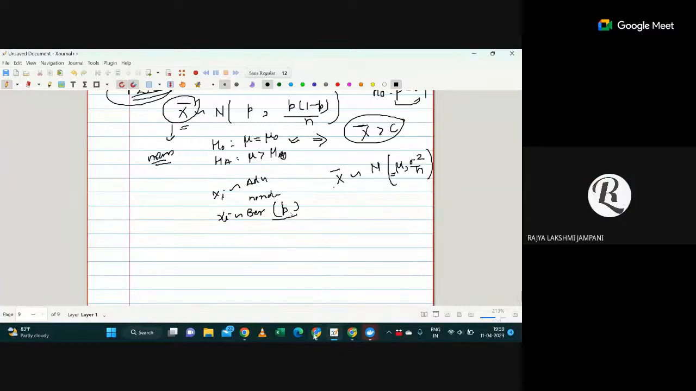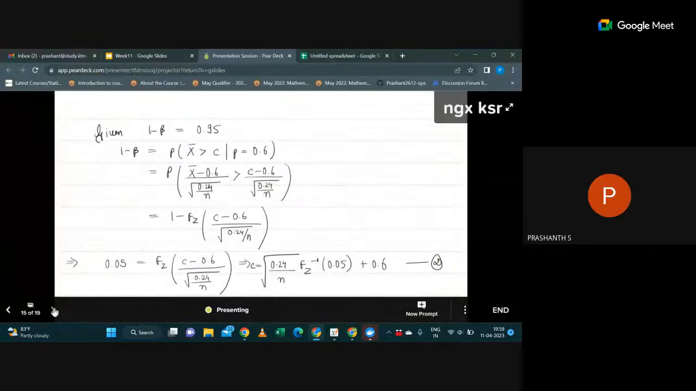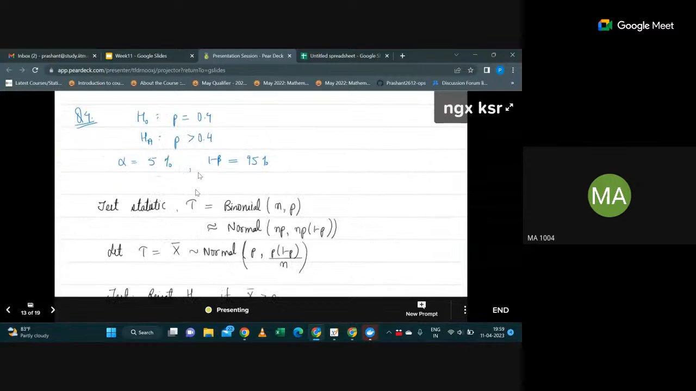Yes, sir. So let's move to the next question. So what is the test statistic, sir? So the test statistic is based on your alternative. So the alternative is p greater than 0.4. So we will reject H naught if x bar is greater than c, some constant value.